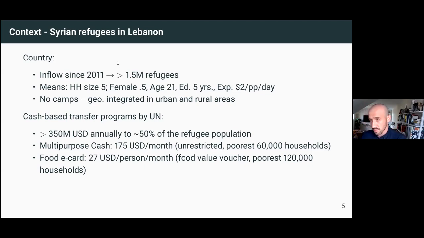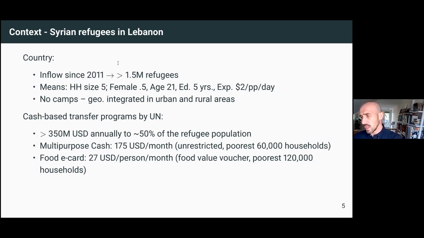One is multi-purpose cash assistance provided by UNHCR and WFP that provides $175 per month, unrestricted, independent of the family size. And it covers the poorest 60,000 households. And then we also look at the food program that provides $27 per person per month, and you have to multiply it with the family size.